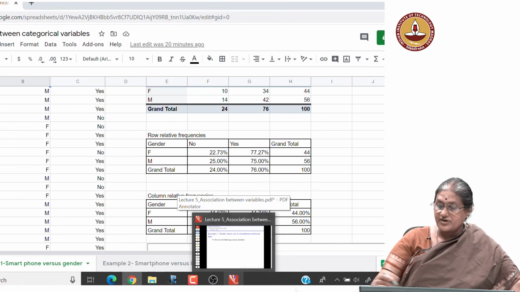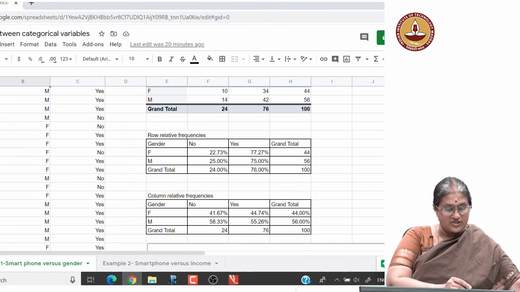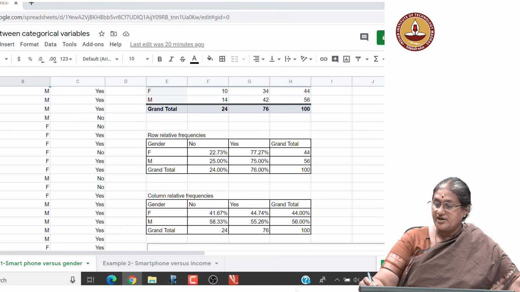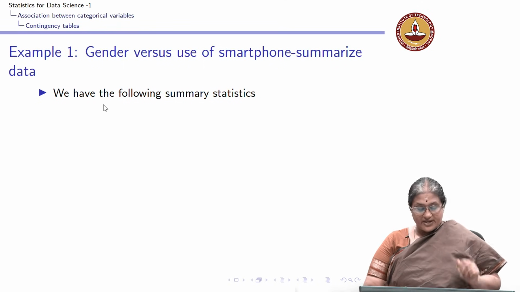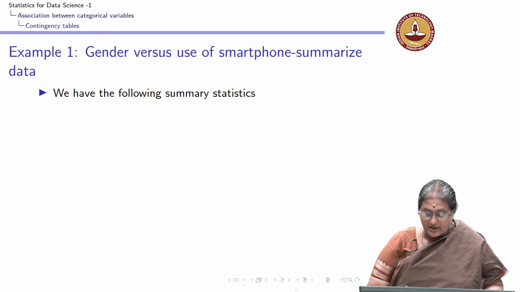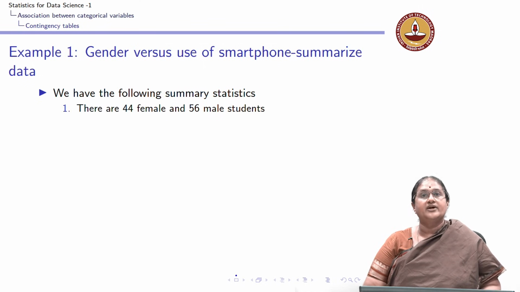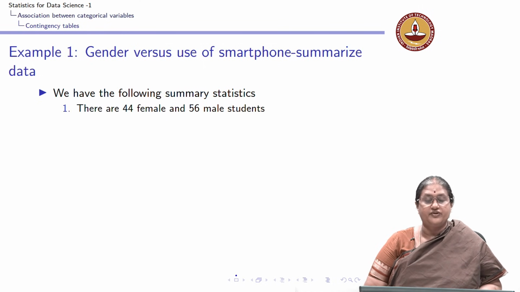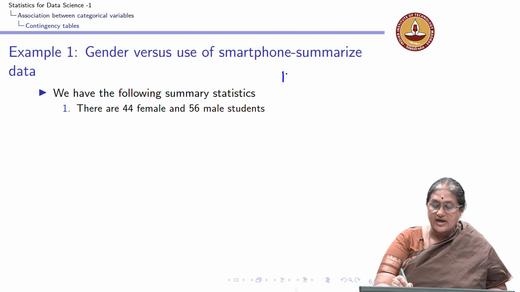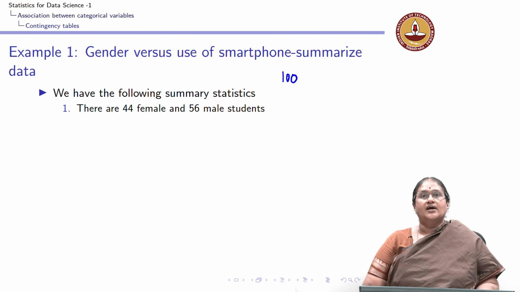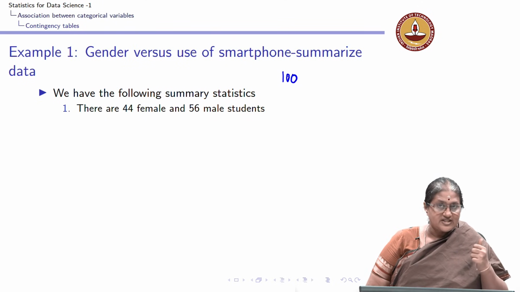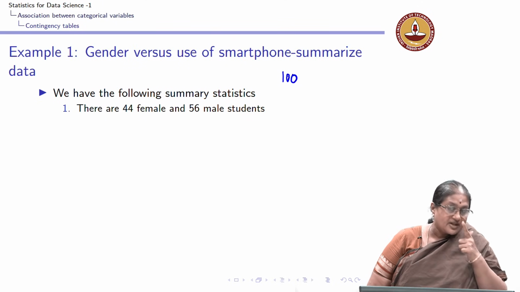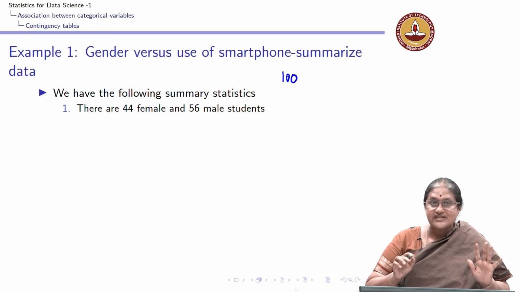So, here you have 100 students, and from each of these observations I copy their gender and whether they own a smartphone or not. What are the summary statistics I have from my data? I have 44 female students and 56 male students. Remember, we are asking 100 students the question. For every student we record their gender and whether they own a smartphone or not. This is our survey.